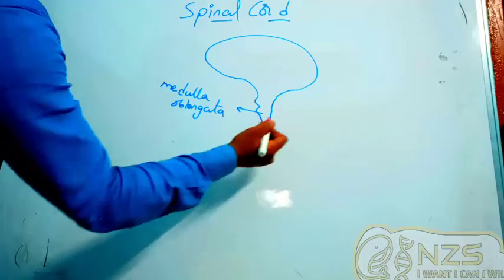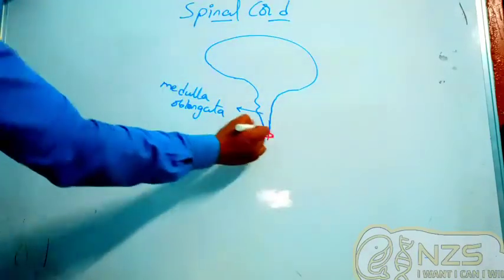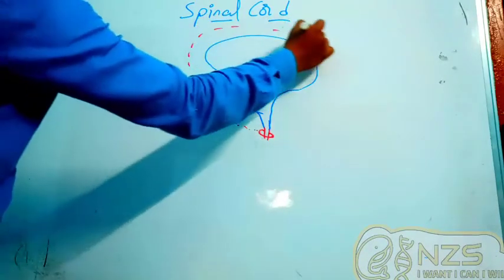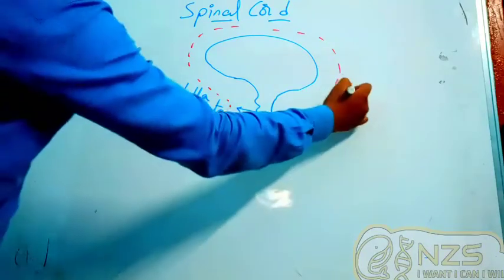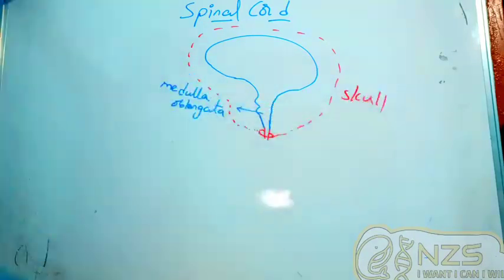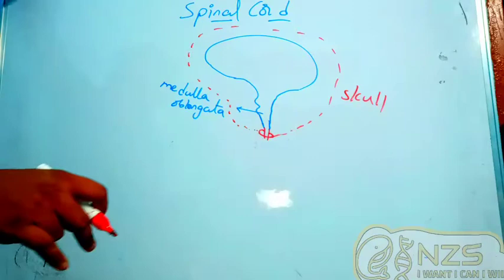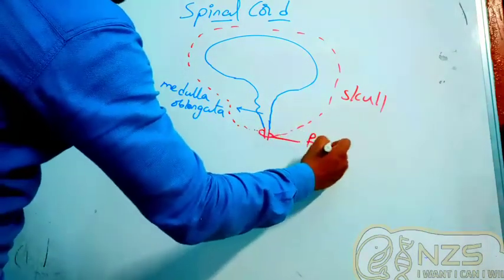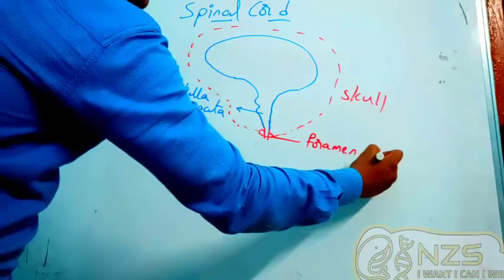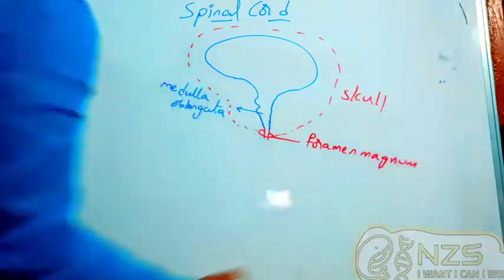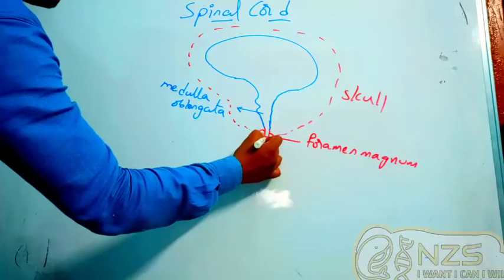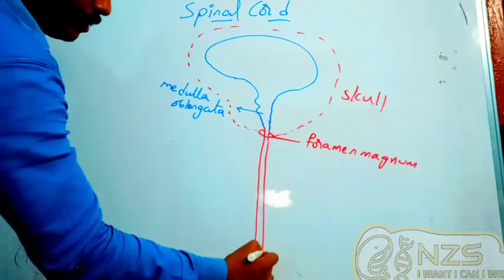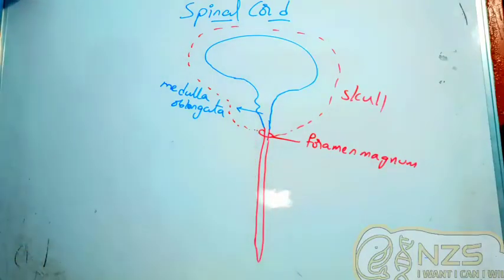I'm not drawing the skull properly, so I'm just putting it around here. Assume this is a skull. We have a small opening of the skull, we should say big, which is called the foramen magnum. Through this foramen magnum, the spinal cord will start its journey and comes all the way down till the lumbar region.